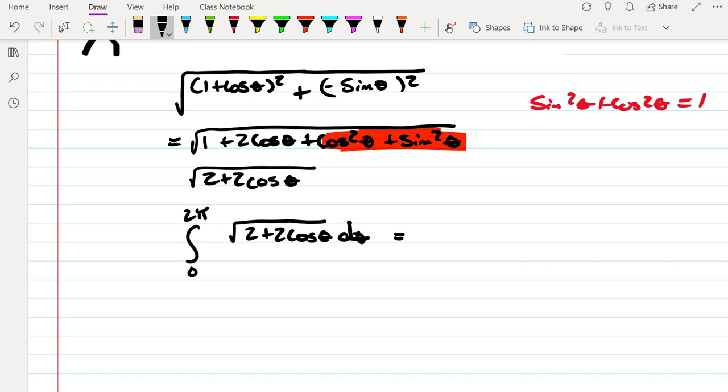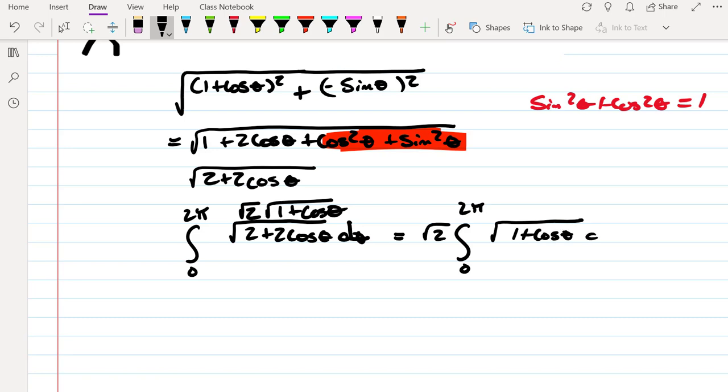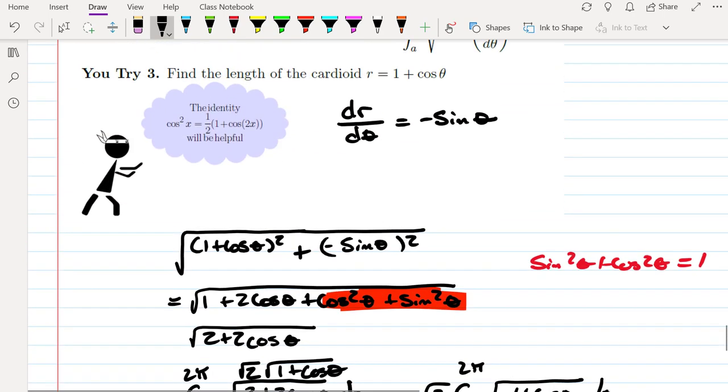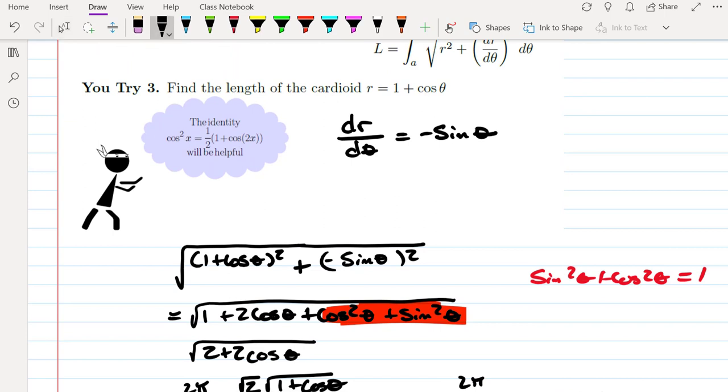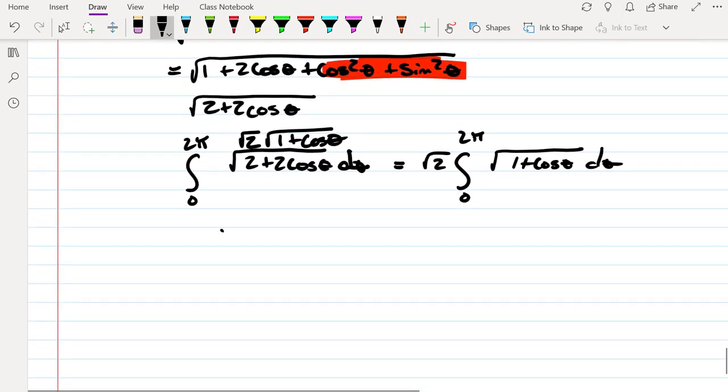So factoring out our 2, we can write this as the square root of 2 times 1 plus the cosine of theta. So pulling our square root of 2 out in front, we have the integral from 0 to 2 pi of the square root of 1 plus cosine theta d theta. So we need to use this identity once again by solving.